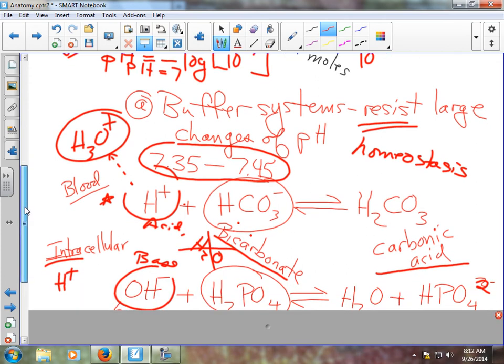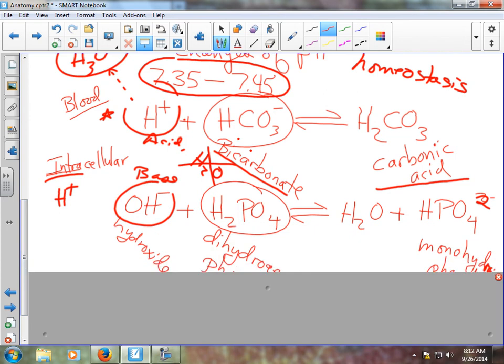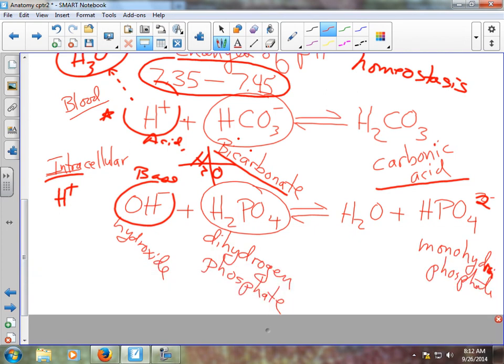In your cells, we have a different system. Again, these are buffer systems, resist change. This one's a little more complicated. Intracellular, so this is within your cells. We've got the hydroxide ion, which is what a base is going to give off. In our cells, we have dihydrogen. I've got 2 hydrogens and a phosphate, dihydrogen phosphate. This is another buffer.